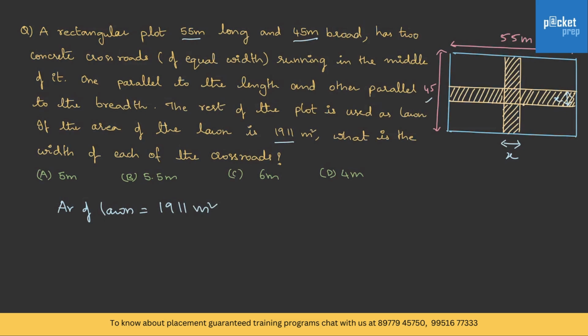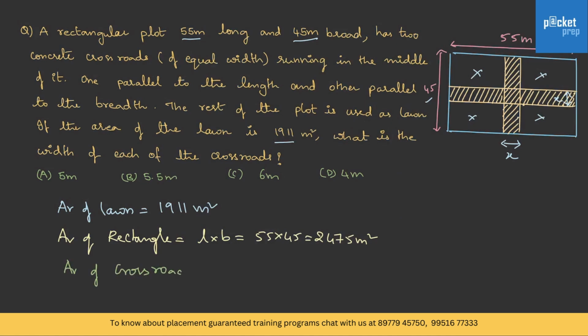To solve this question, we need the area of the crossroads, not the lawn. Lawn is this part. So in order to get the area of the crossroads, I'll calculate the area of the whole rectangle, then subtract the lawn. Area of the rectangle is length into breadth, that is 55 into 45, 2475 meter square. The area of the crossroads will be 2475 minus 1911, which is 564 meter square. So this 564 meter square is this whole part, this one as well as this one.